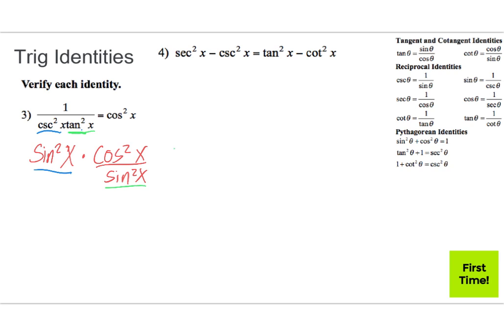Alright, so now the next step, I notice I've got a sine on top and bottom, and I end up with cosine squared x is equal to cosine squared x. At this point, we're done.